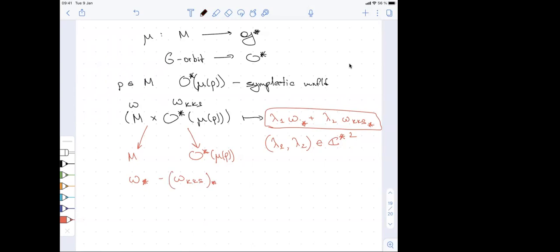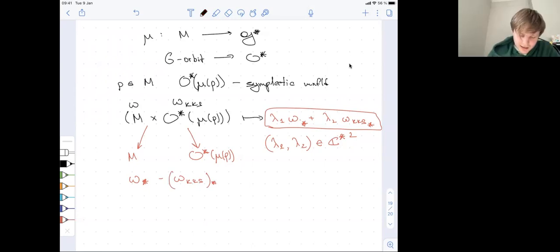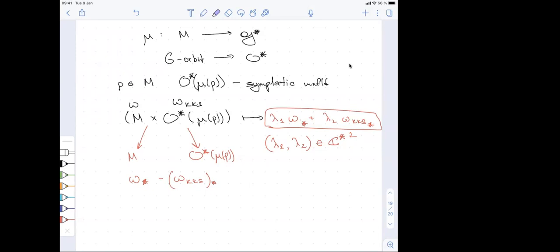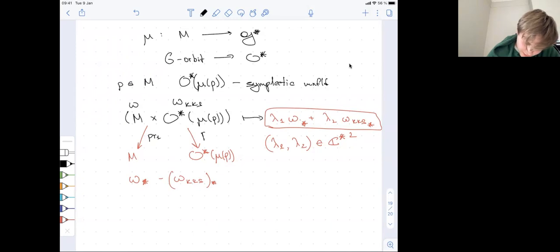Yes. Okay. The next step is the following. So are these the pullbacks of the omega KKS? You pull them back to the product space and then do the linear combination. Is that correct? Yes. So you have projection 1 and projection 2, and of course I should write down here projection 1 star of omega, and here projection 2 star of omega KKS.